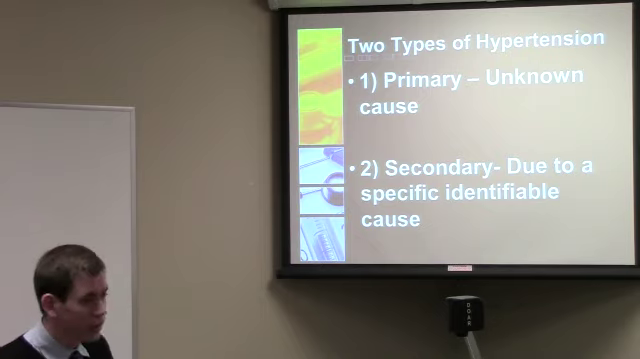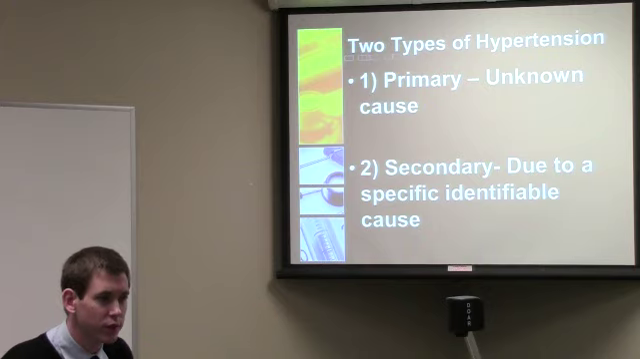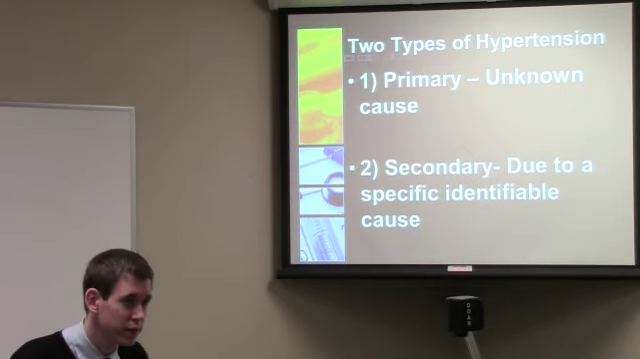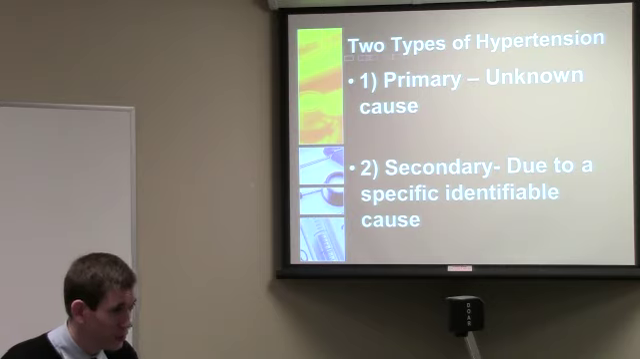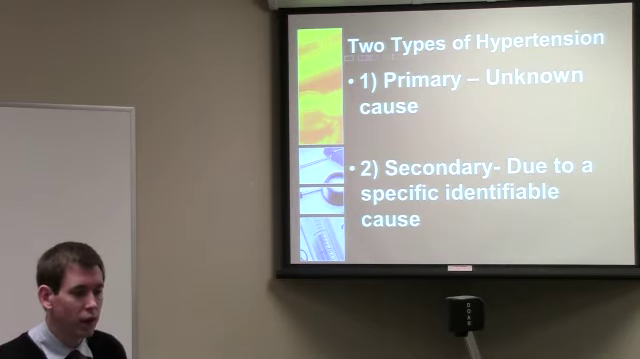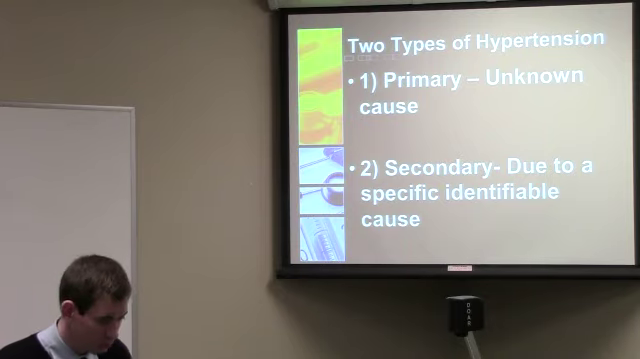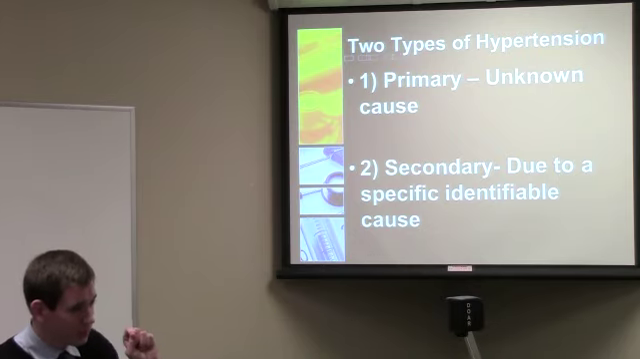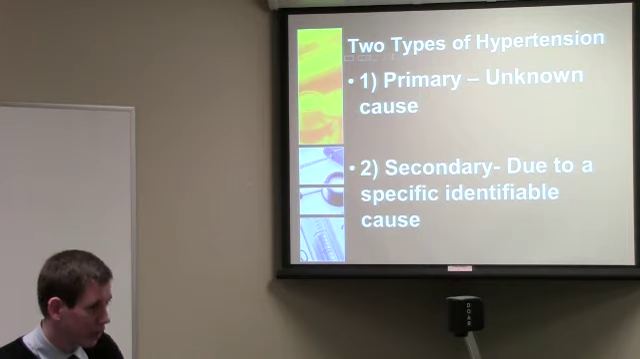Secondary hypertension, about 5 to 10% of your patients are going to fall into this category. And this is due to a specific cause, to where I can say, you have high blood pressure because of X, and I know what X is. That could be some medication the patient's taking. That could be some condition the patient has. Maybe the patient has some type of kidney condition, renal failure. But I can identify why the patient has high blood pressure.